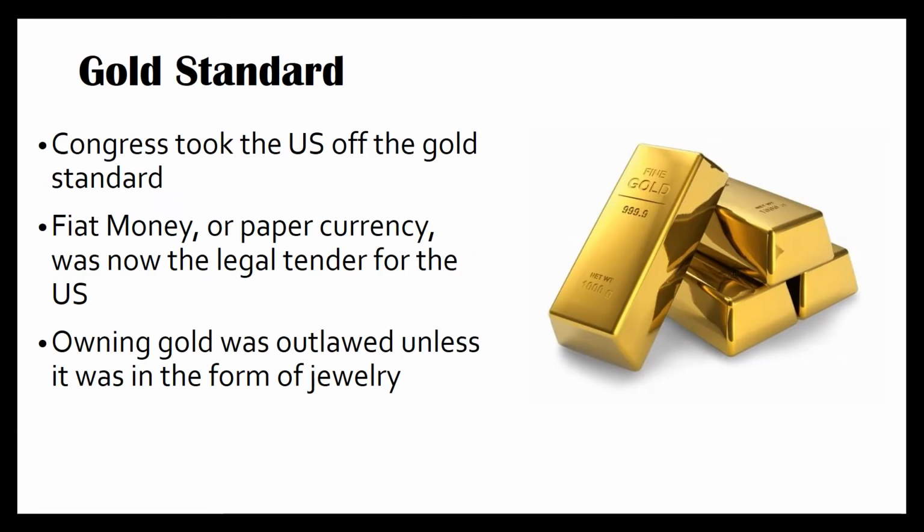off the gold standard. Fiat money or paper currency was now the legal tender of the United States. Owning gold was outlawed unless it was in the form of jewelry. So by taking the U.S. off the gold standard, it meant that the United States could print more money, reduce the value of the money, and thereby reduce the amount of debt that people had and make it easier for people to pay off debts.